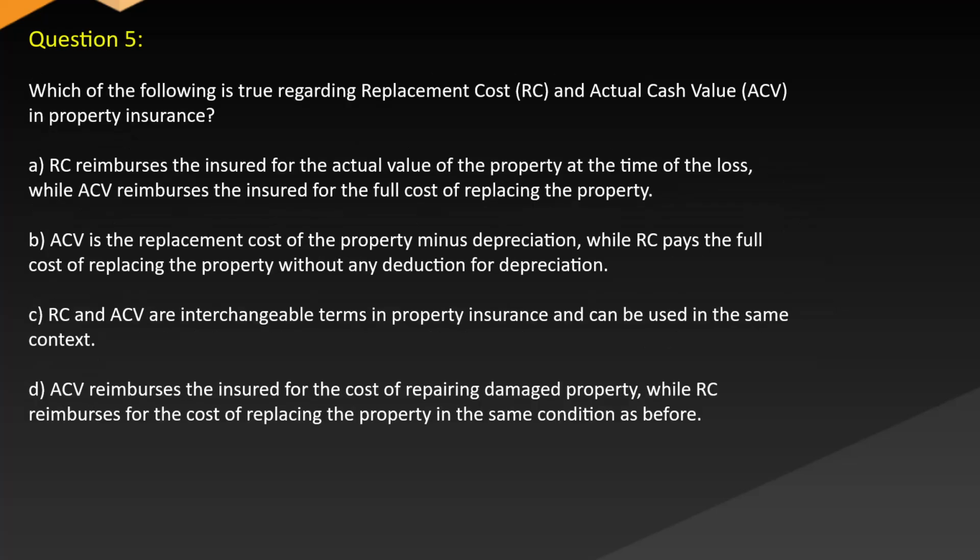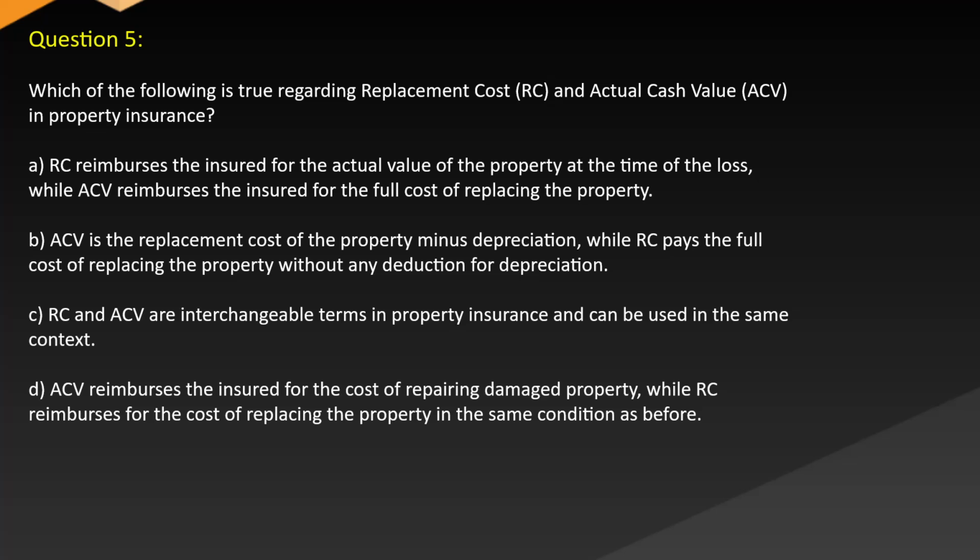Question 5. Which of the following is true regarding replacement cost, RC, and actual cash value, ACV, in property insurance? A. RC reimburses the insured for the actual value of the property at the time of the loss, while ACV reimburses the insured for the full cost of replacing the property. B. ACV is the replacement cost of the property minus depreciation, while RC pays the full cost of replacing the property without any deduction for depreciation.